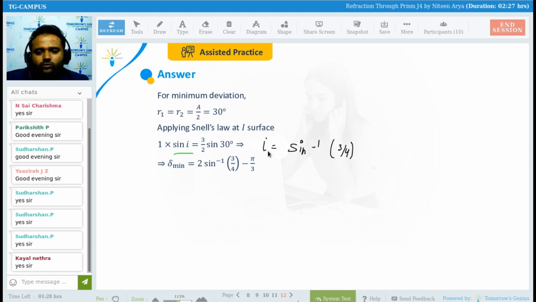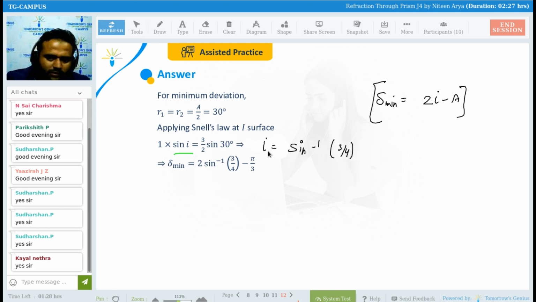Clear? Or you can say angle of minimum deviation is 2I minus A, where A is pi by 2. Clear? Is this clear, everyone?